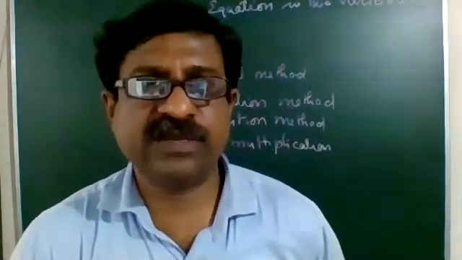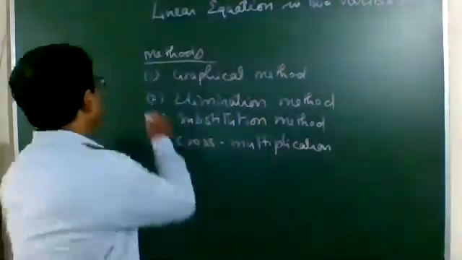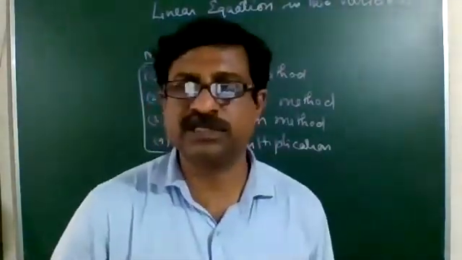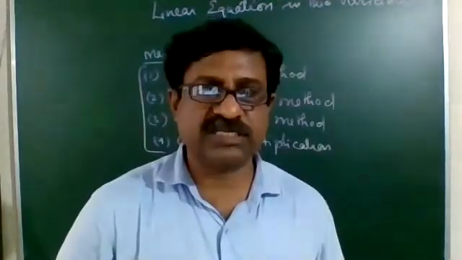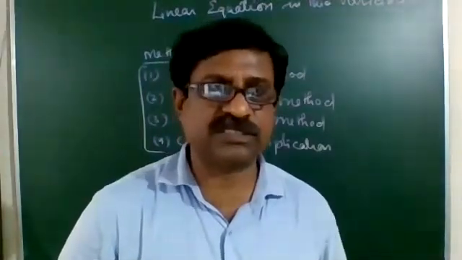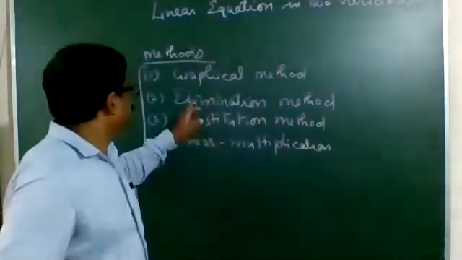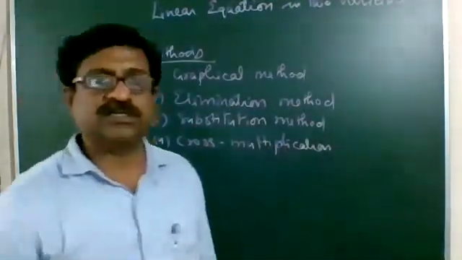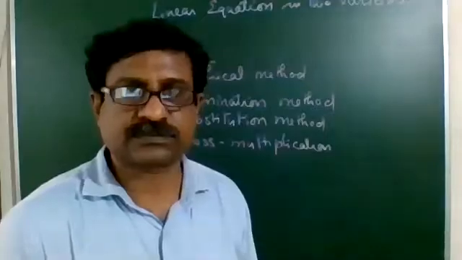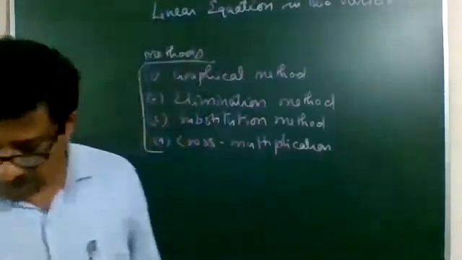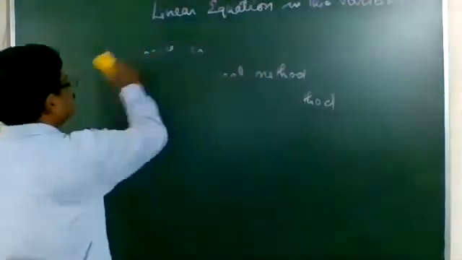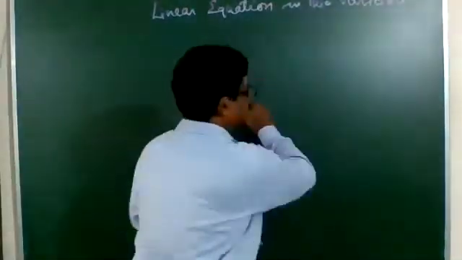Now already we have done the graphical method. Sir has already taught the graphical method. Therefore, we have to concentrate on the other three methods. Two methods this time we got in the syllabus, but the fourth one is not in the syllabus. Okay. Now, what actually do you have to do to solve the linear equation in two variables?